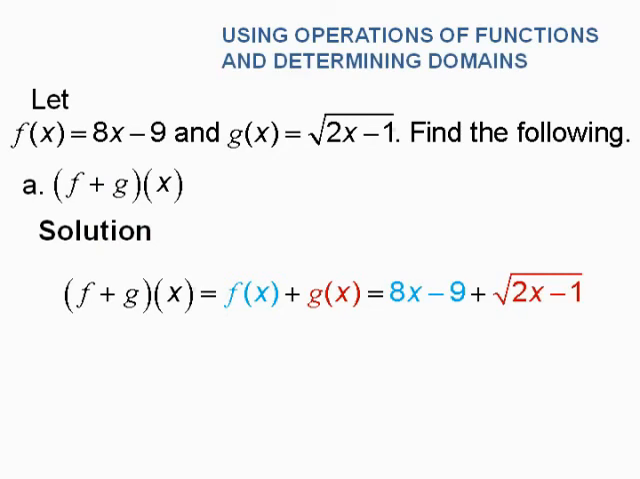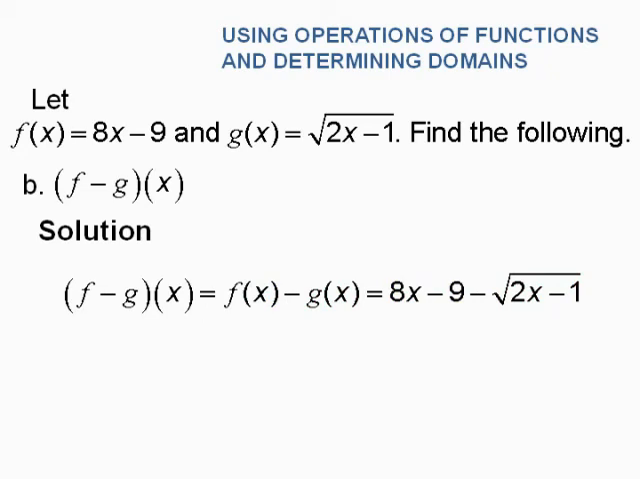And here's a few more just for fun. I'm just changing the functions around here. So I let f of x be 8x minus 9, g of x be the square root of 2x minus 1. Adding them, here's what we get. This final answer here, unless you have some other like radicals, you can't combine like terms and radicals. So this answer right here is f of x plus g of x.